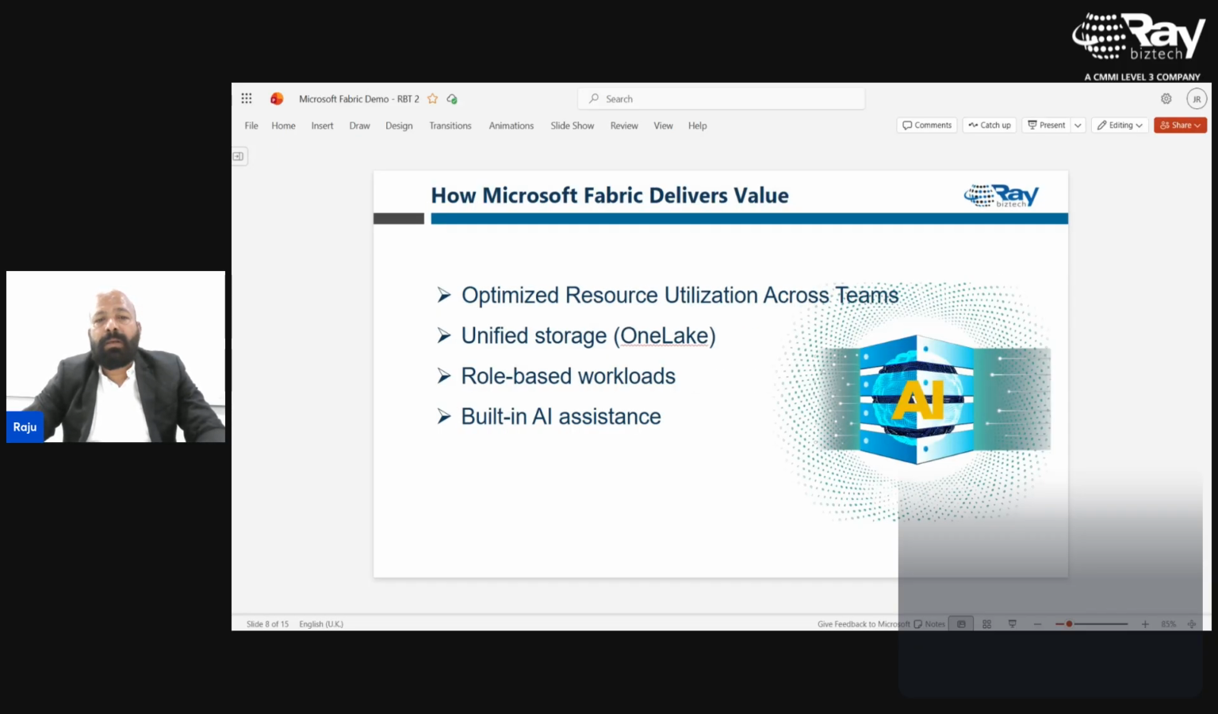So how does Fabric deliver value? The capacity is shared across the teams, and the unified storage OneLake acts as a single source of truth. Role-based workloads: all the workloads can be distributed across data engineering, data analysts, data scientists, and business users, and there's built-in AI assistance as well.